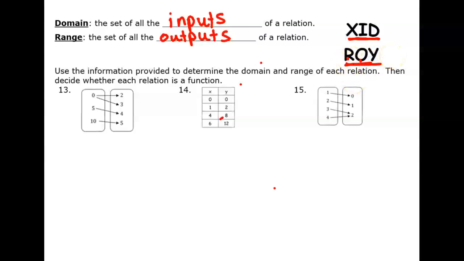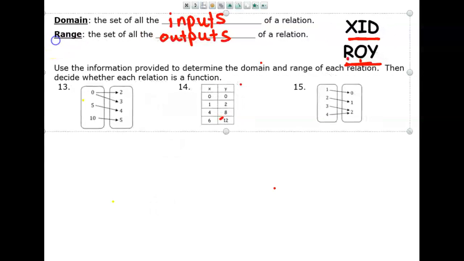I prefer my silly acronym. I call it Dr. XY. It helps me remember my domain is my x values, my range is my y values. If that helps you, then you can use that. Domain and range are just two unique terms, but they are very important. So the domain is the inputs, range is your outputs. And that range is different than the range that we use in statistics, so it's a little bit different.